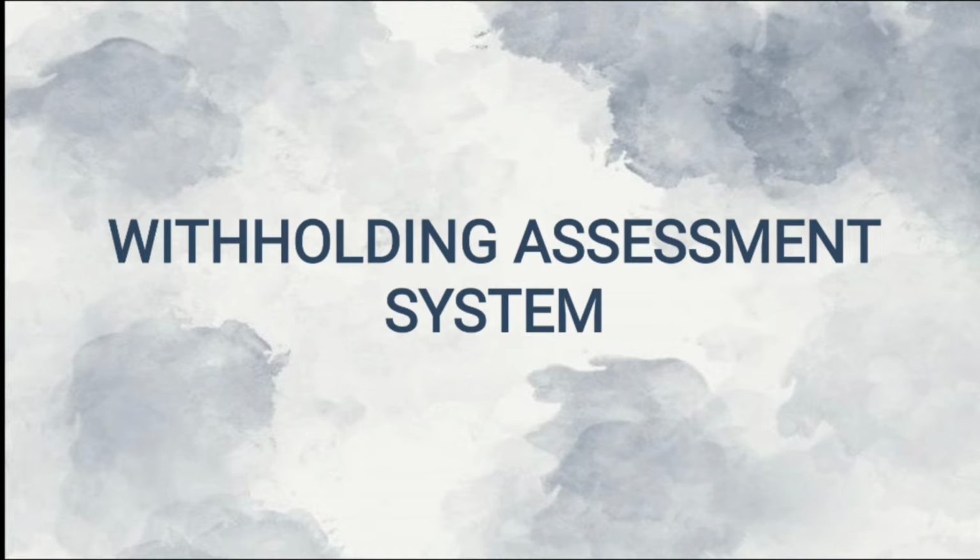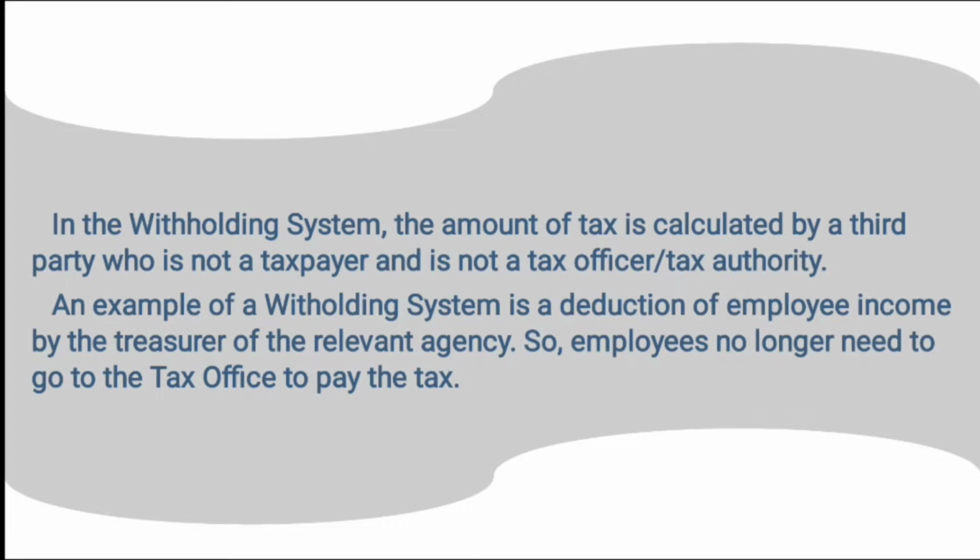Withholding assessment system. In this system, the amount of tax is calculated by a third party, who is not a taxpayer and is not a tax officer or tax authority. An example of a withholding system is a deduction of employee income by the treasurer of the relevant agency. So, employees no longer need to go to the tax office to pay the tax.